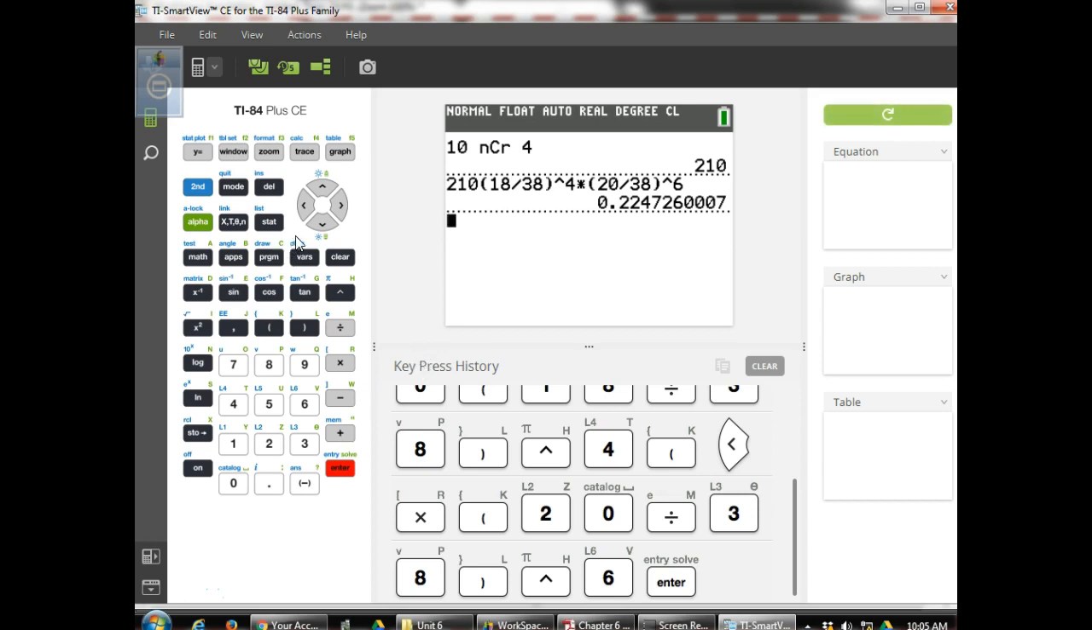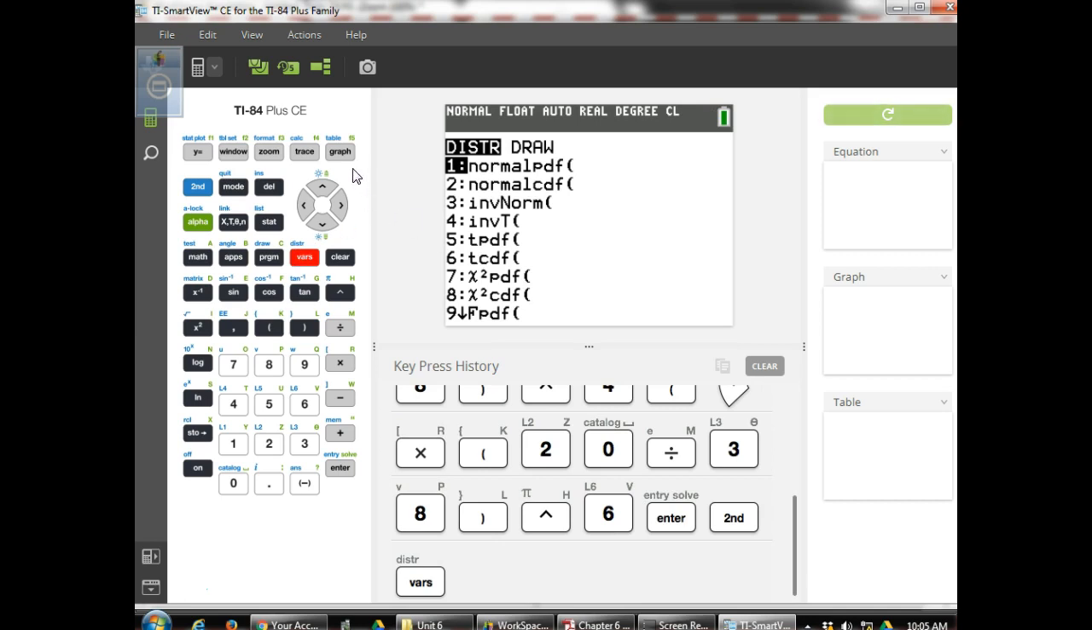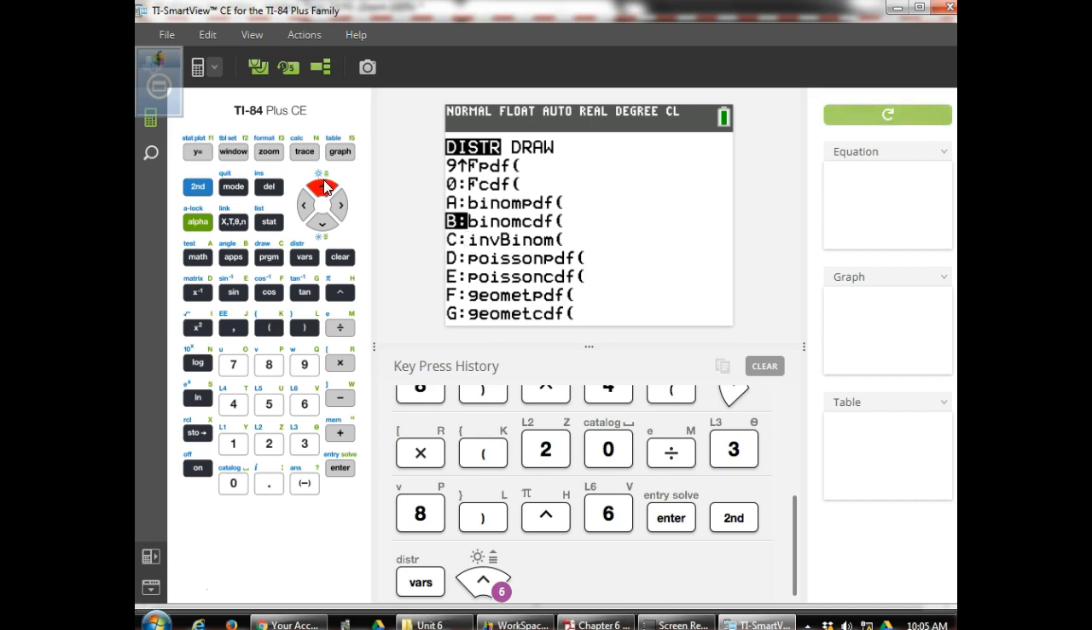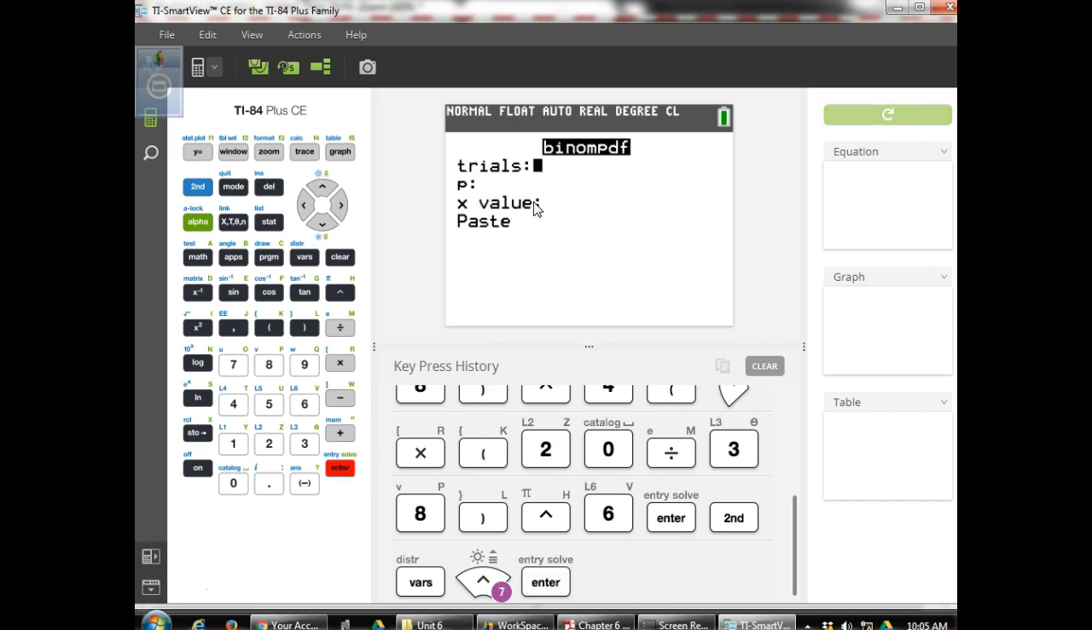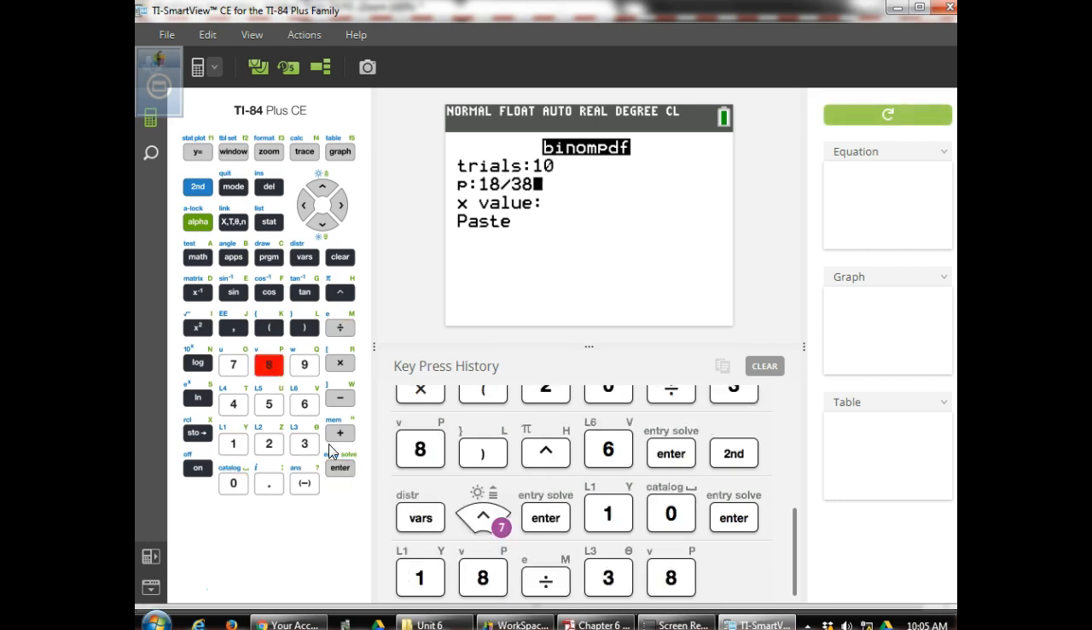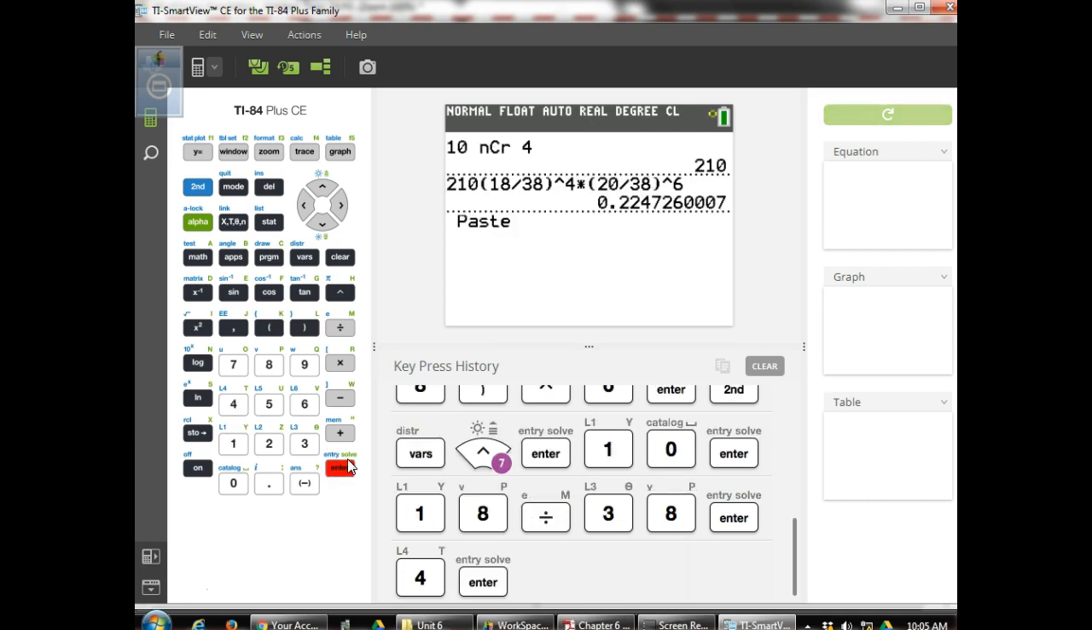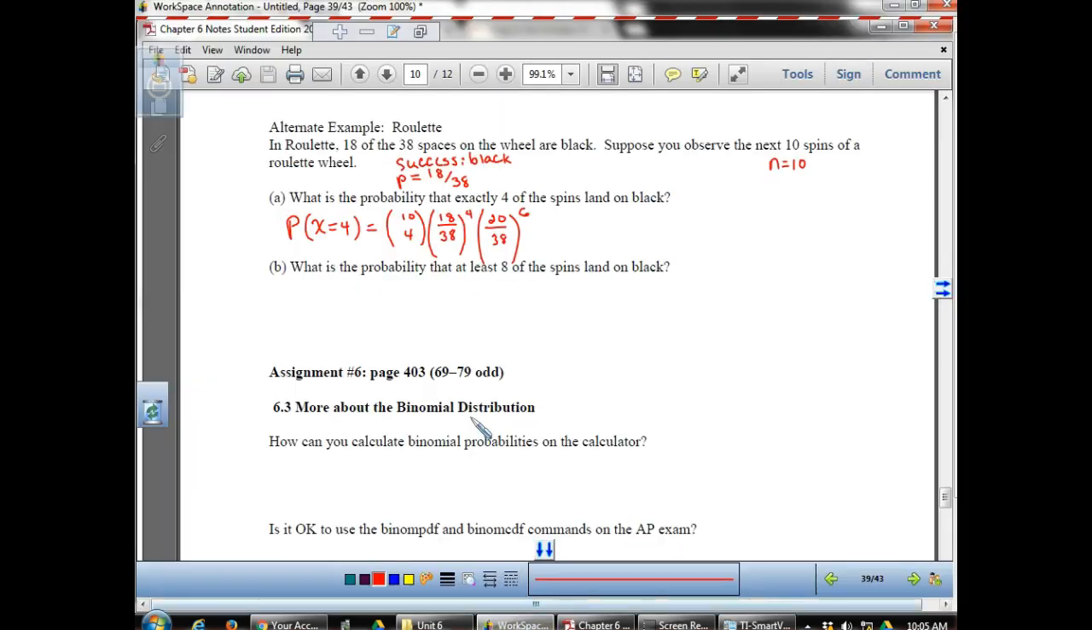Now just quickly, just to show you, this is a very easy thing to do in the calculator as well. It's actually under our distributions. You probably have noticed it before, I'm not really sure if you have or not, but it's binomial PDF. And the number of trials is 10. The probability for success is going to be 18 divided by 38. And I'm looking for exactly 4 blacks here. And I get the same exact answer. So I just want to kind of show you, eventually we'll be doing it this way, but you need to understand it that way as well.